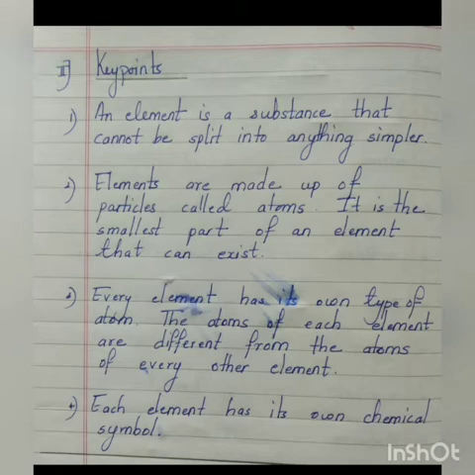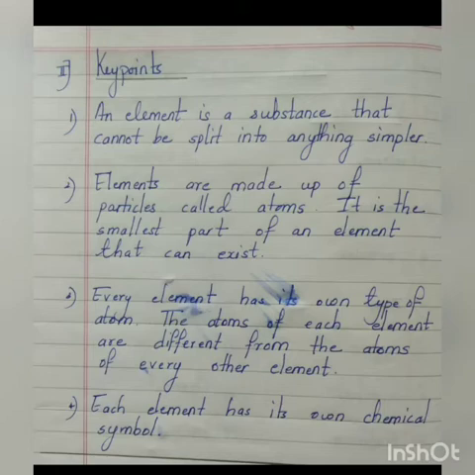Then second one, elements are made up of particles called atoms. It is the smallest part of the element that can exist. All 118 elements are made up of atoms, and atoms are very small. We cannot see them with our direct eye, whereas we can see elements, but elements are made up of small atoms, and atoms cannot be seen with our naked eye.